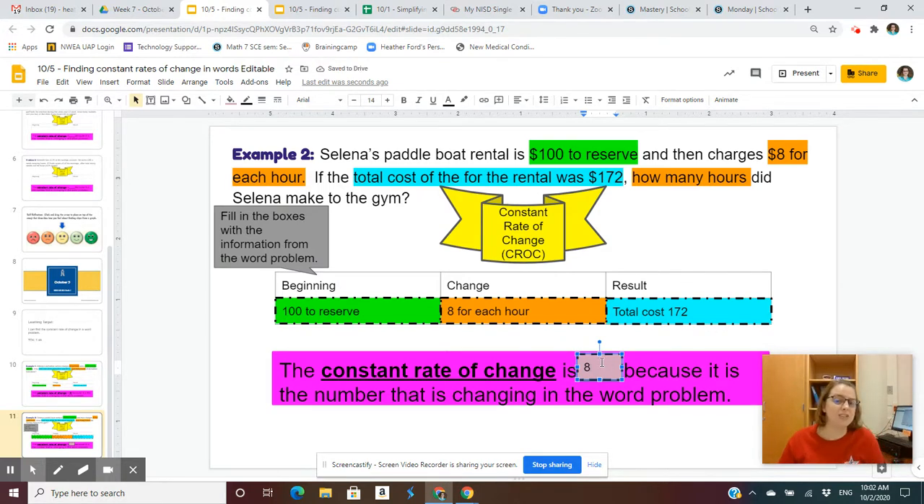And that's it. That's all you have to do on the assignment. That's what I'm asking for. I need y'all to find those constant rates of change in the word problems. Plus, this is also going to help you write equations for your word problems.